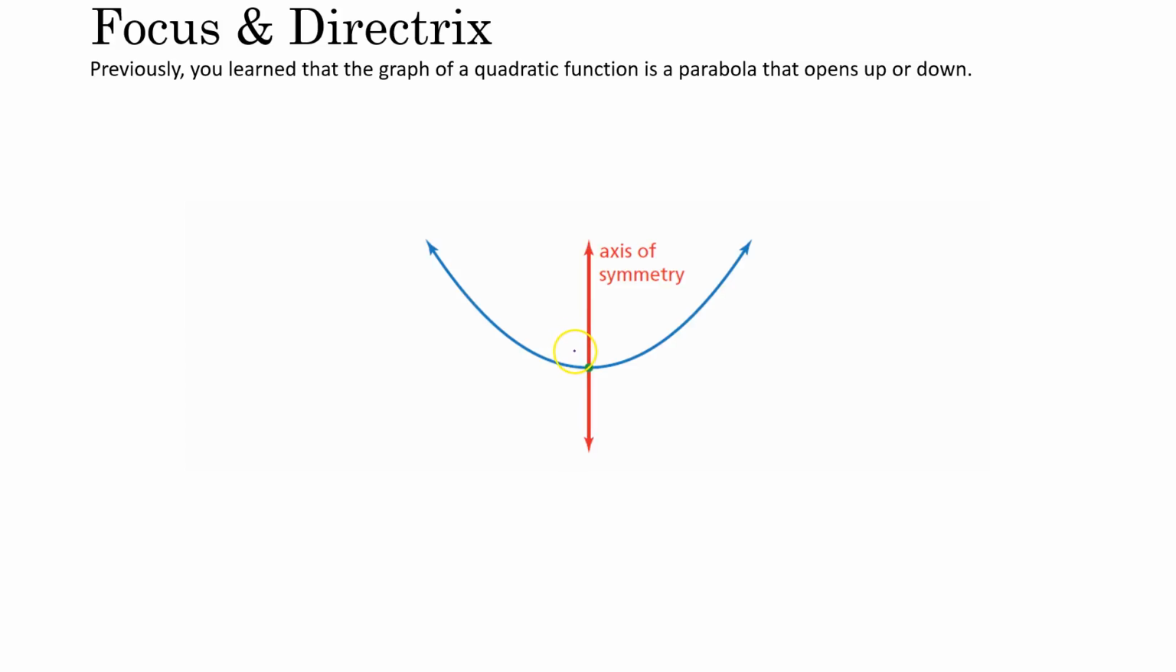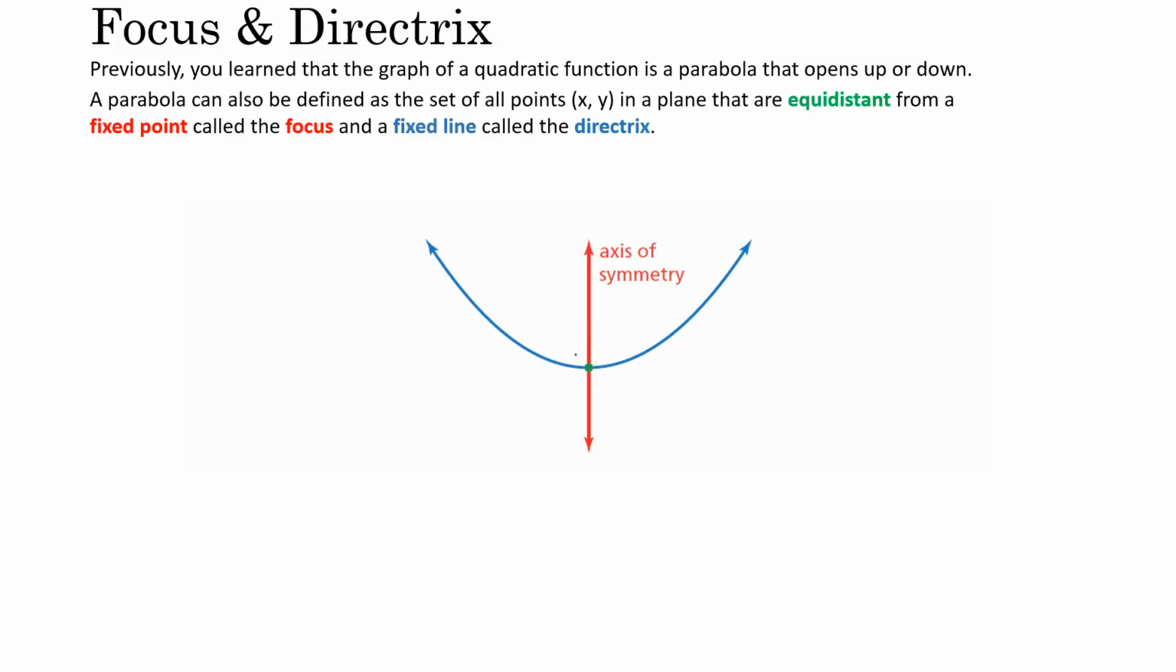Also, what else do we know? A parabola can be defined as a set of all points in a plane that are equidistant from a fixed point called the focus. So that's what your focus is. It's a fixed point. And a fixed line called the directrix. So the directrix is a line, the focus is a point, and every point on the parabola is equidistant from the focus and the directrix.